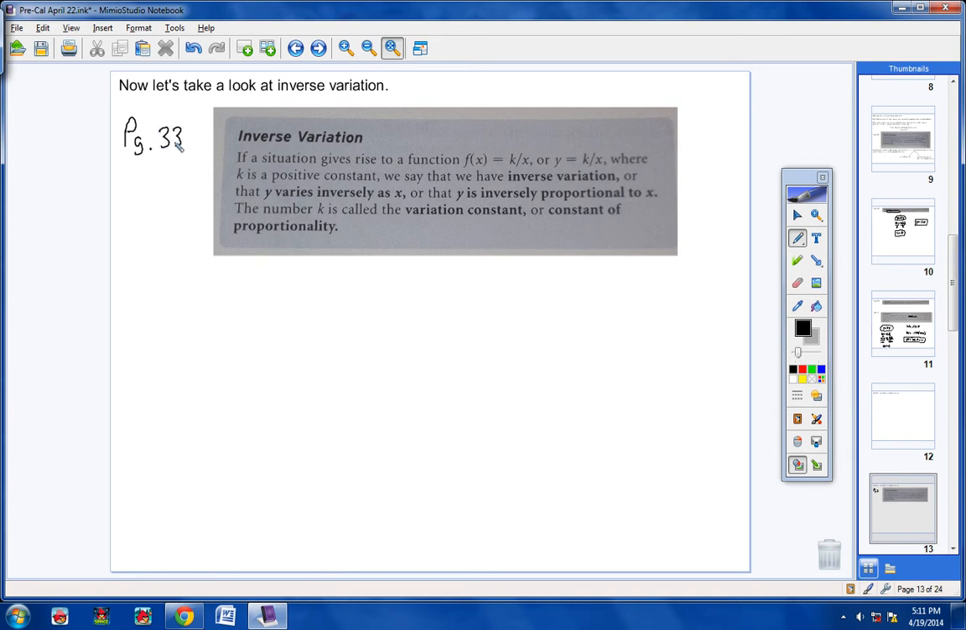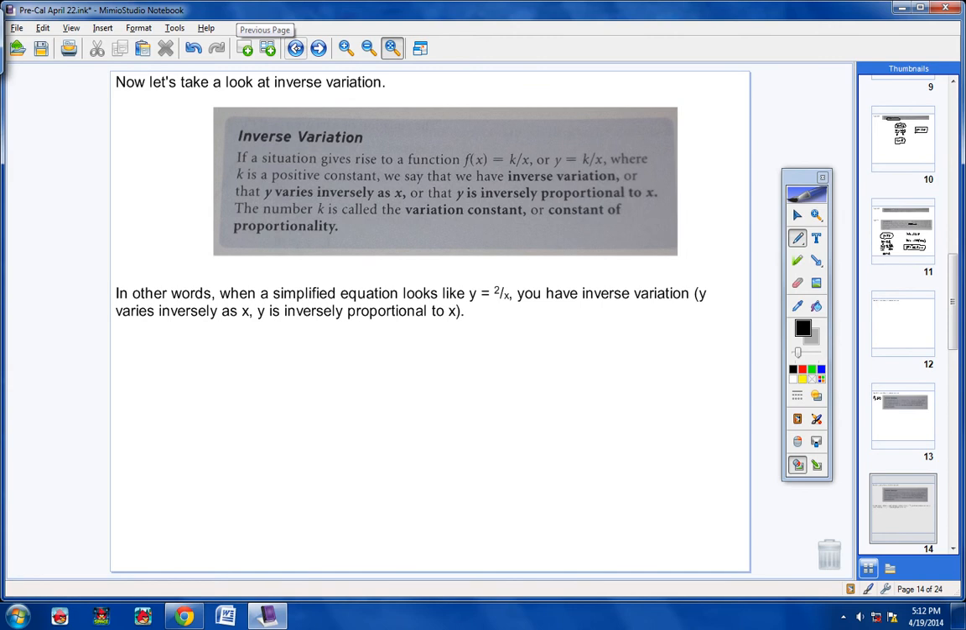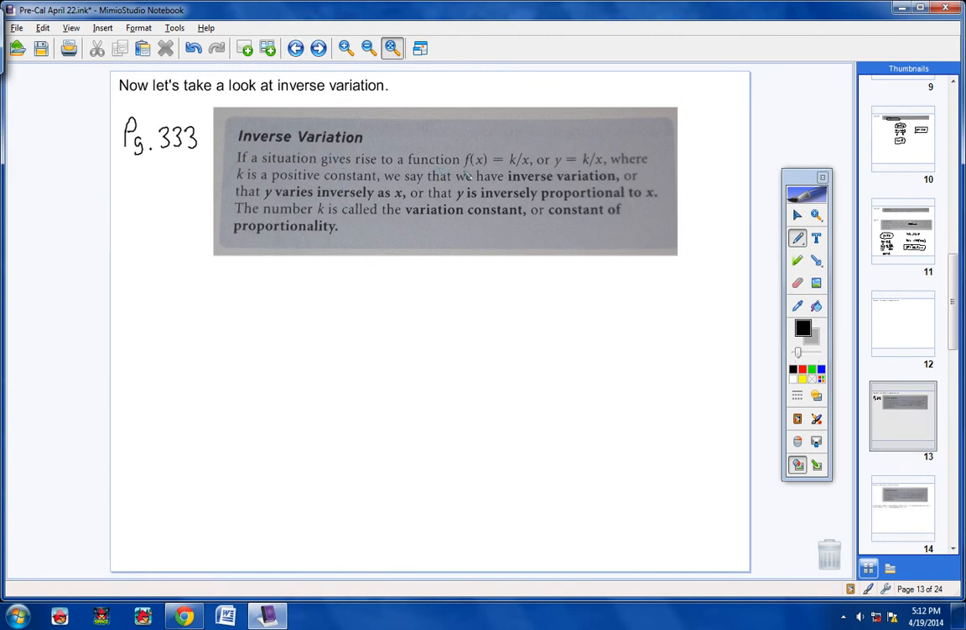I'm going to quickly read it, but I will put it in easier words to understand right here in just a second. If a situation gives a function y equals k over x, where k is a positive constant, we say that we have inverse variation, or another way to say that is y varies inversely as x, or y is inversely proportional to x. The k is called exactly what it was called before, Caleb and Matthew. It was called the variation constant, or the constant of proportionality. Okay?